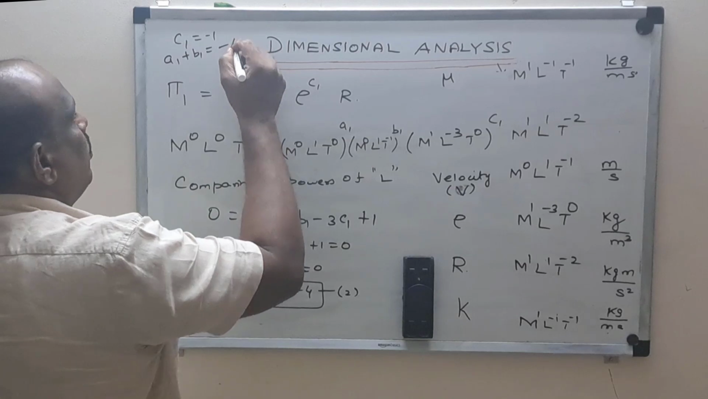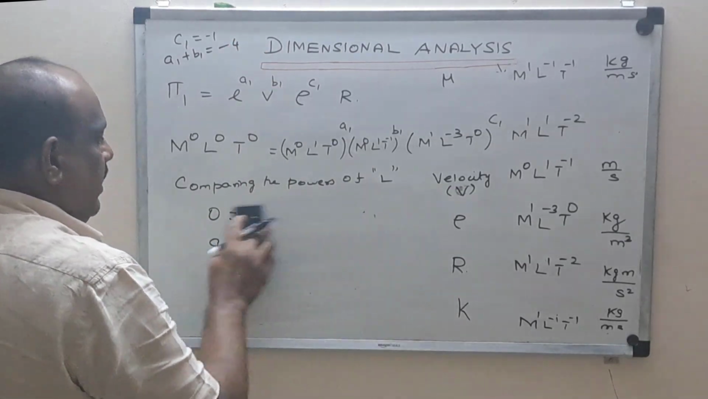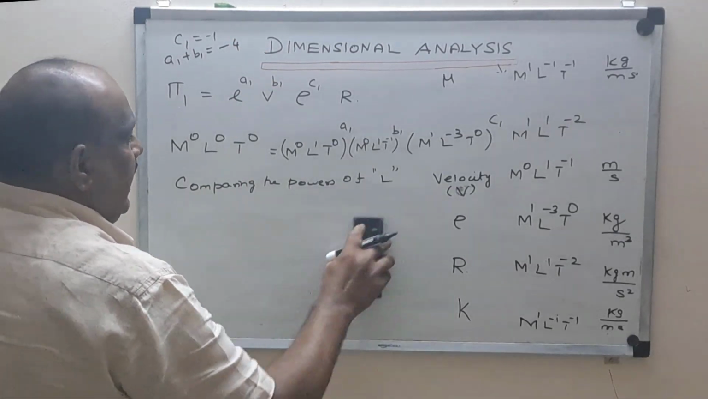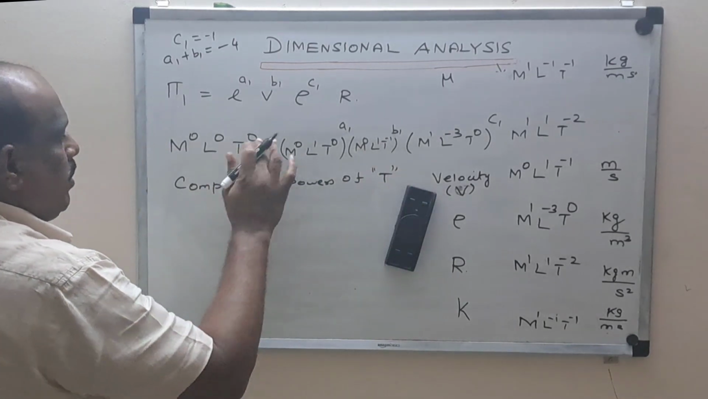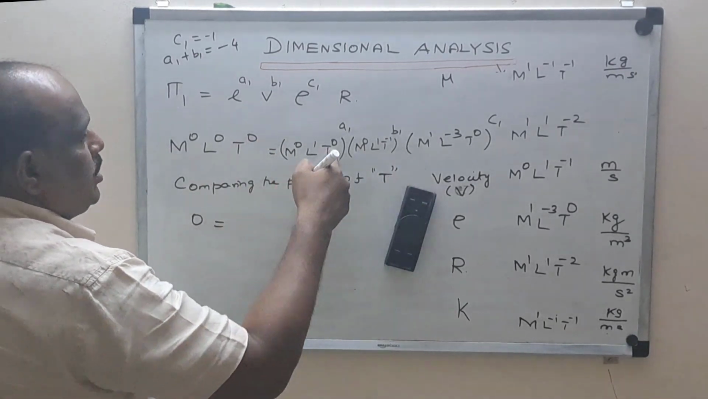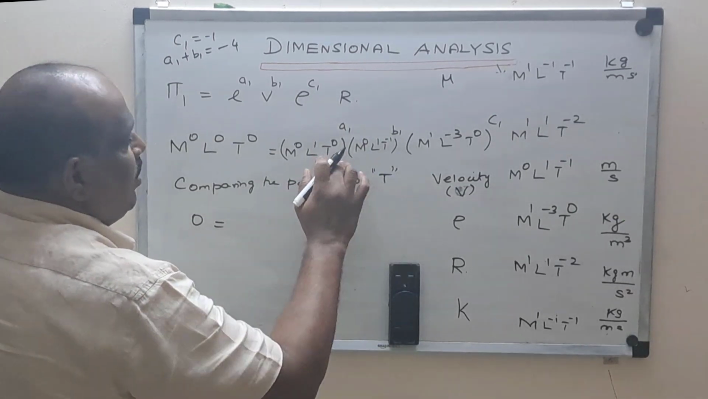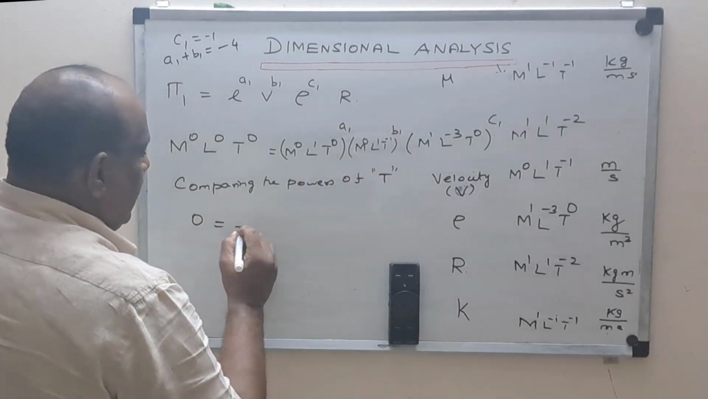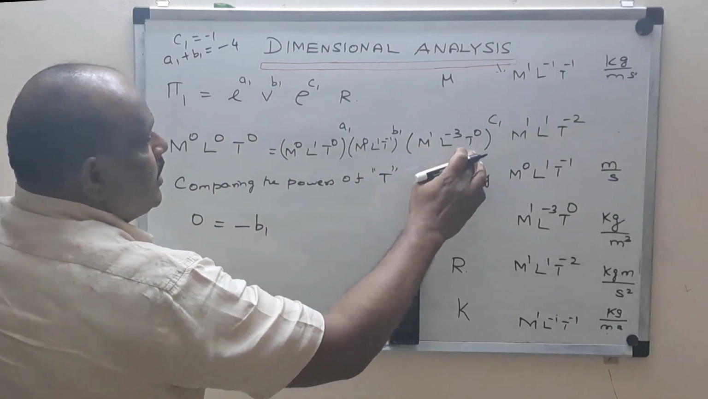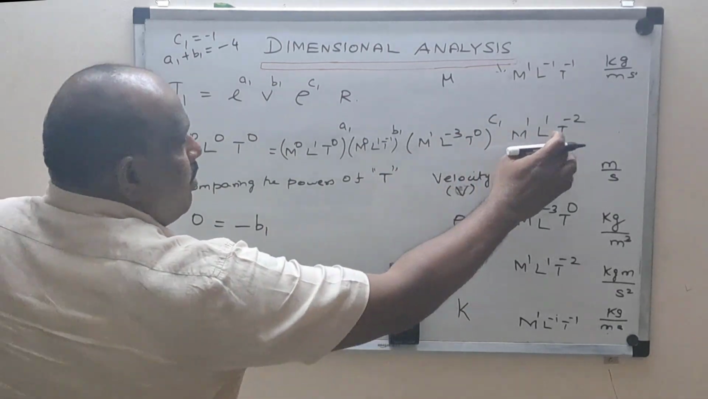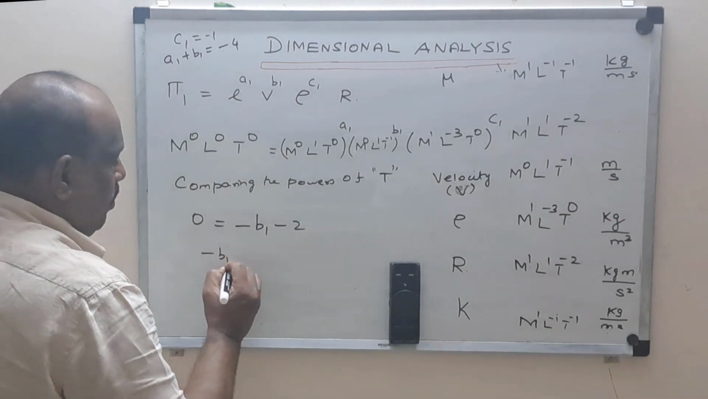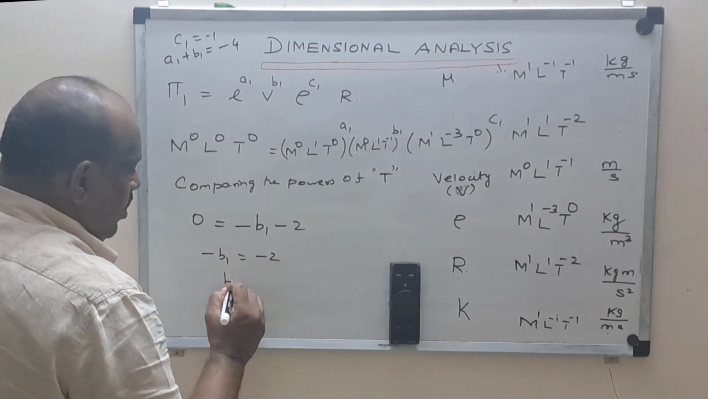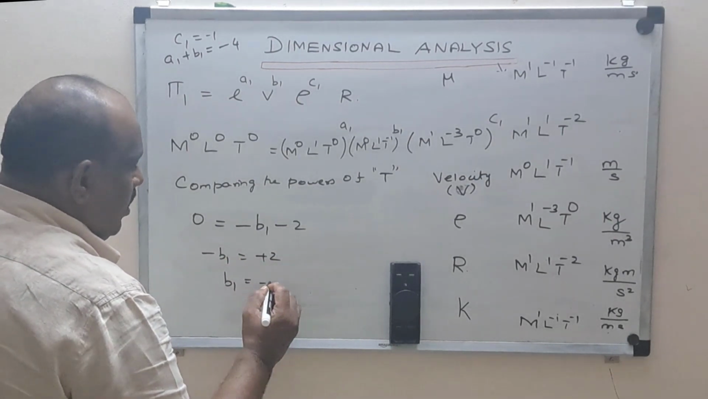Similarly, compare the coefficients of T. I hope I can make it fast. T power 0 is 0. It is 0 into A1, I won't write, it's 0 only. It is minus B1. It is 0 into C1, which is 0 only. This is minus 2. So from this minus B1 equal to plus 2, so B1 will be equal to minus 2.